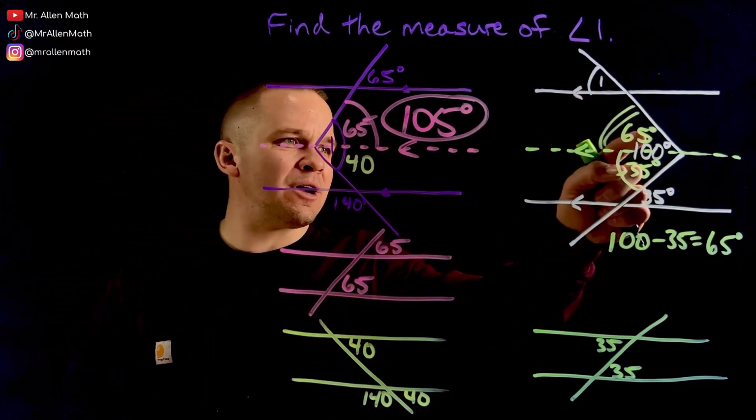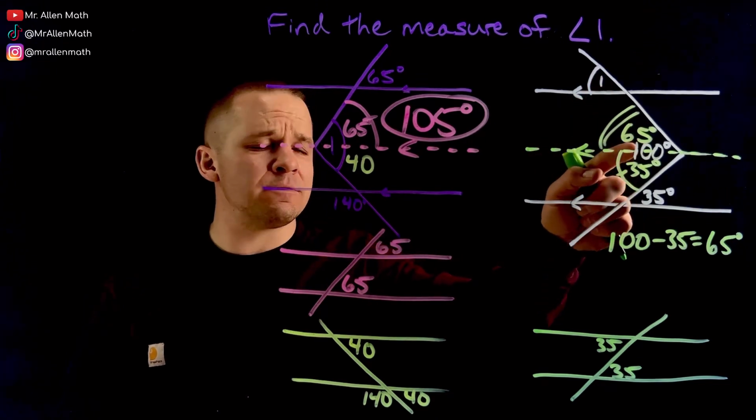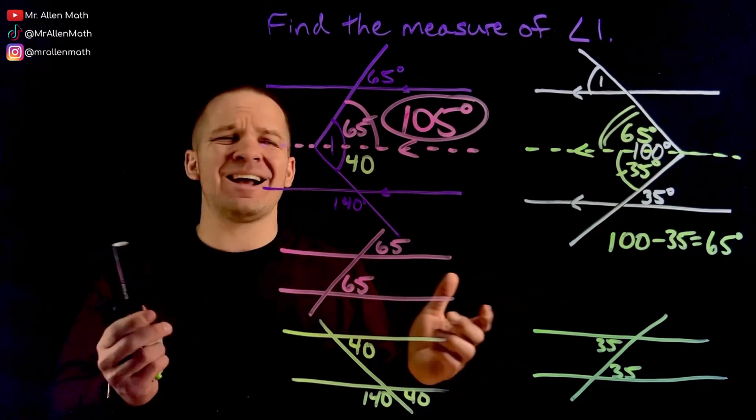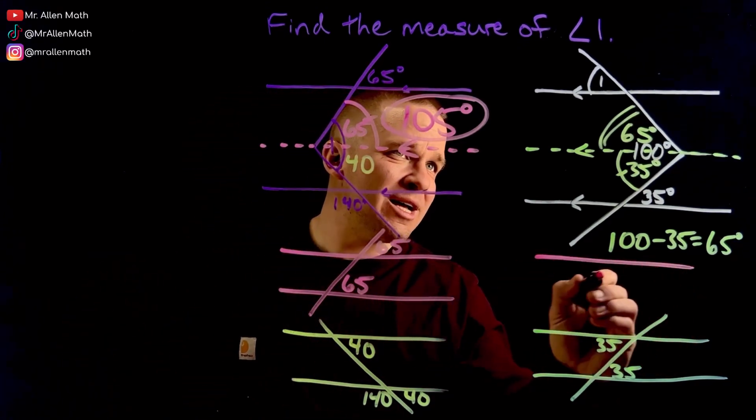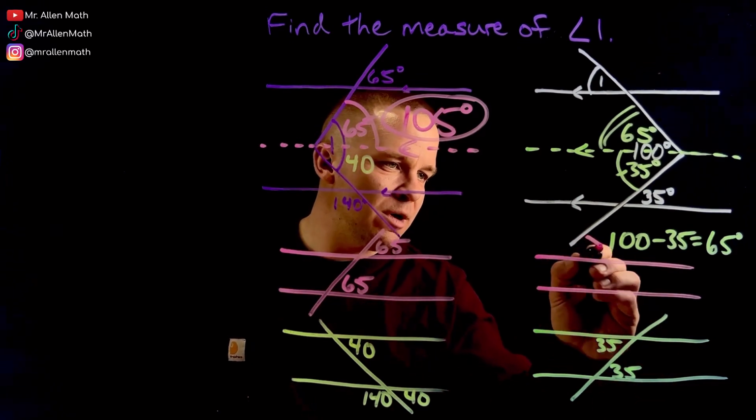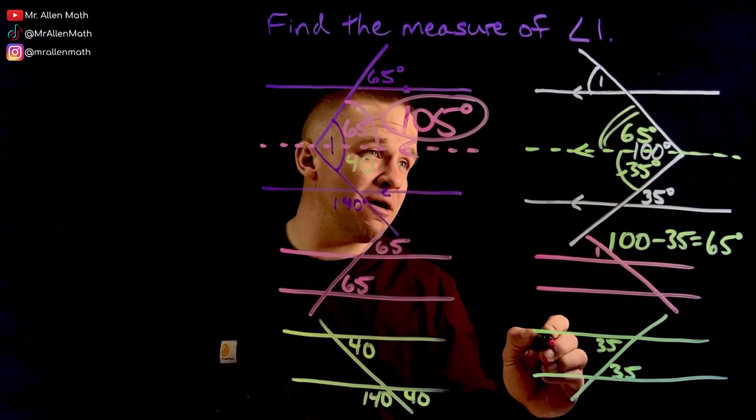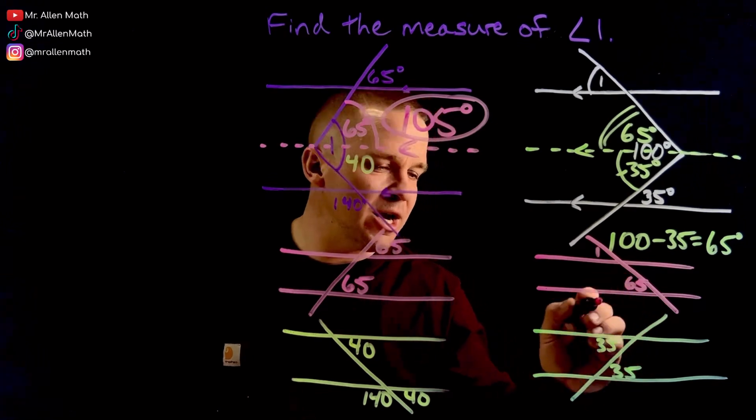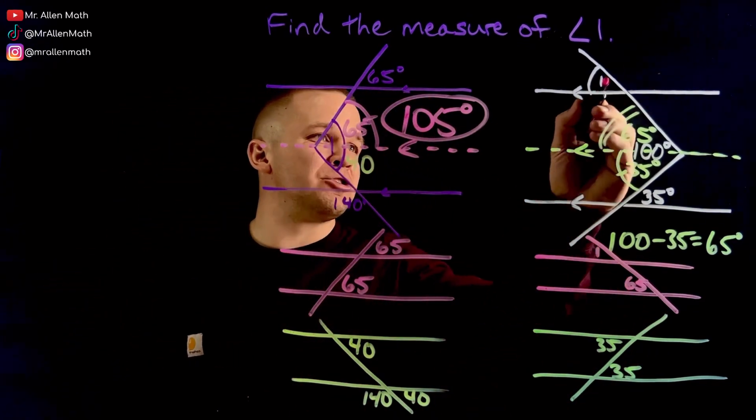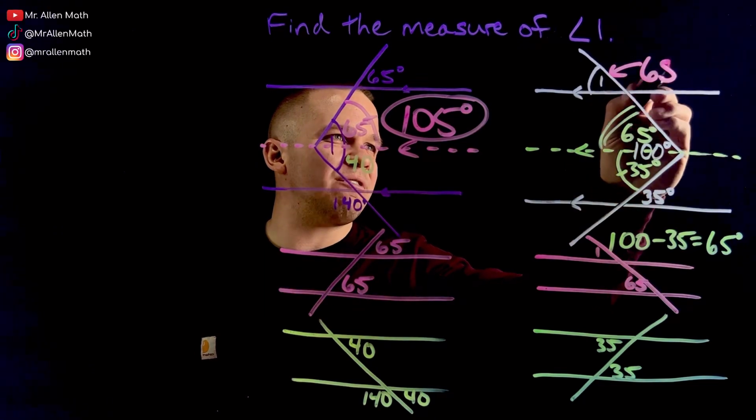Now, what kind of angles are these two here? Angle 1 and 65. Those are corresponding, but if you cannot see that, let me just redraw it for you. So we've got the top line, which is this one, then my dashed green, which is this one right here, and we have angle 1 up here, and the 65 right here. Those are corresponding angles, therefore they are congruent. The measure of angle 1 is going to be 65 degrees.